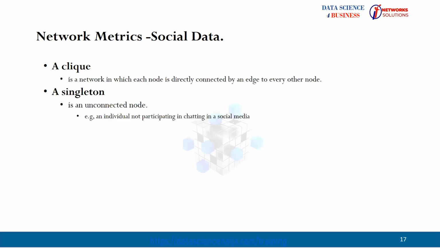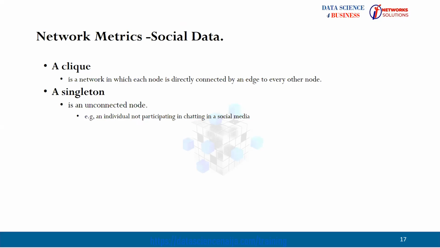Okay, so let's continue. Then we have more metrics on social data. That's when we are talking about a clique. For example, what is a clique? When I want to discover in our network a clique, what is that? It's a network in which each node is directly connected by an edge to every other node. Okay, so a kind of cluster.